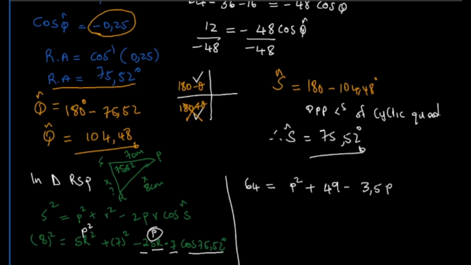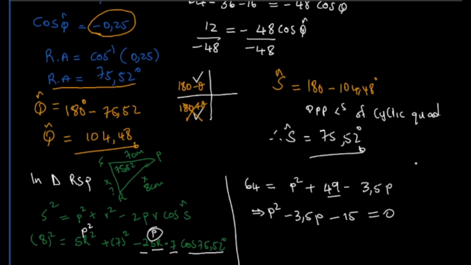So if we put this thing on one side, we're gonna have p squared minus 3.5p. Then 49 minus 64. The 64 will go to the other side. It will be 49 minus 64, which gives us negative 15. Wow, this is a quadratic equation. Can you see that?